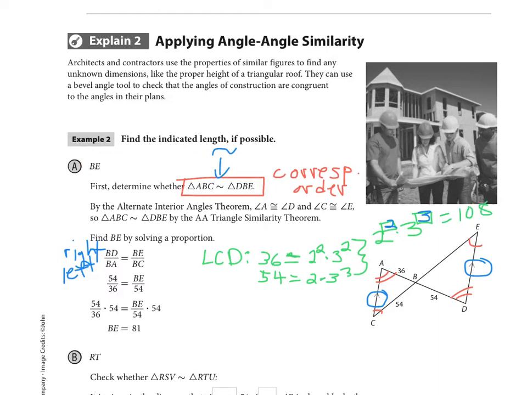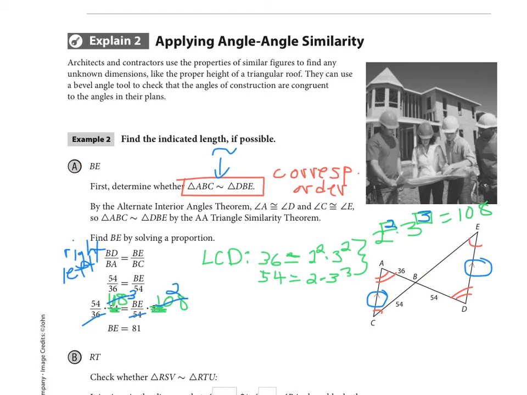So in order to clear out all of the fractions in this proportion to solve for BE, what we want to do is just multiply by not 54, but by 108. And notice what will happen there is what happens in all of our algebraic examples when we multiply through both sides of the equation by the LCD. The 36 is able to cancel and leave a factor of 3 out of the 108, and the 54 is able to cancel with the 108 and leave a factor of 2.